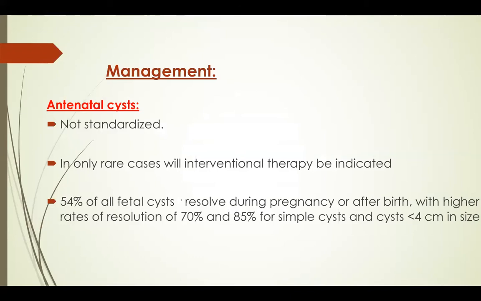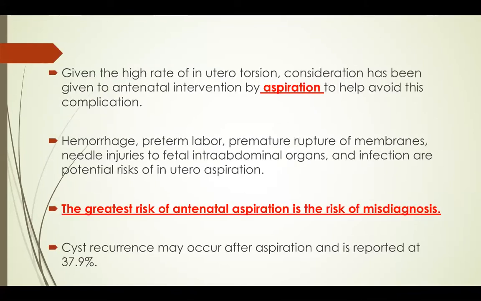For antenatal cysts, there is no standard care. It's only in rare cases that we need intervention. As we said, 54% of all cysts resolve during pregnancy, with a higher rate of resolution, up to 80 to 90%, after birth, especially if the cyst is less than 4 centimeters. Given the high rate of in utero torsion, because we mentioned that torsion can happen in utero, maybe we can consider antenatal intervention by aspiration to avoid complications. We do it if the cyst is big or we are afraid about any complications.